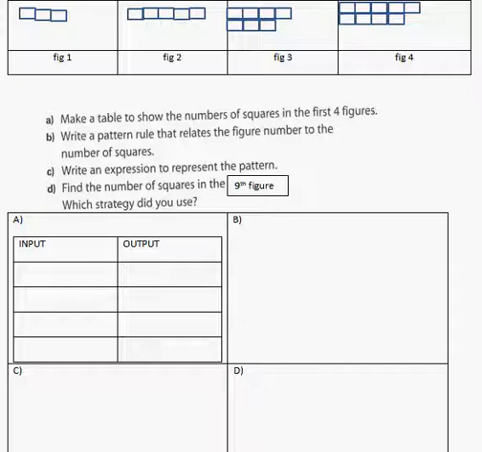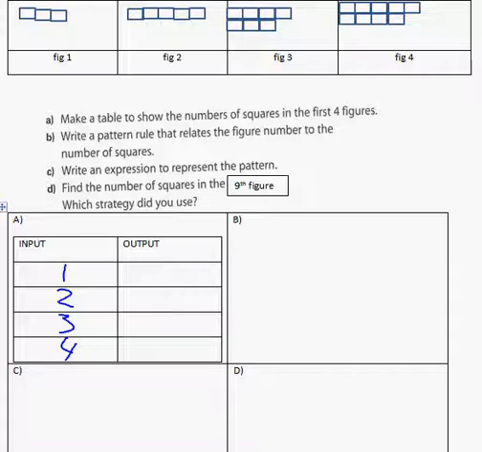In this question, we have to do 4 different things. The first thing we have to do is make a table to show the number of squares in the first 4 figures. So that's easy. The figure numbers are the inputs. So figure 1 is input 1, figure 2 is input 2, figure 3, figure 4. The output is the number of squares in each figure.